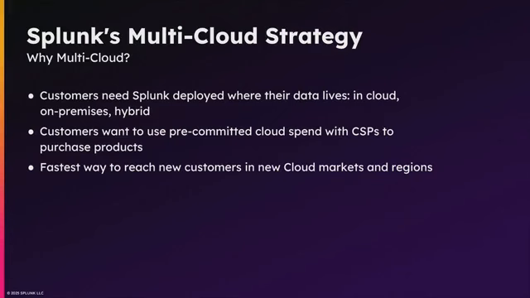Let's start off with our multi-cloud strategy, and why we partner with 3 different hyperscalers: AWS, Google Cloud, and Azure, to deliver our industry-leading SaaS. Our customers have said they need Splunk deployed where their data lives. Data has gravity. And they also want to be able to spend their pre-committed spend with their hyperscaler of choice, right? They don't want us to dictate. And for Splunk, in addition to expanding our direct and partner channels, multi-cloud is the fastest way for us to reach new customers in new markets.